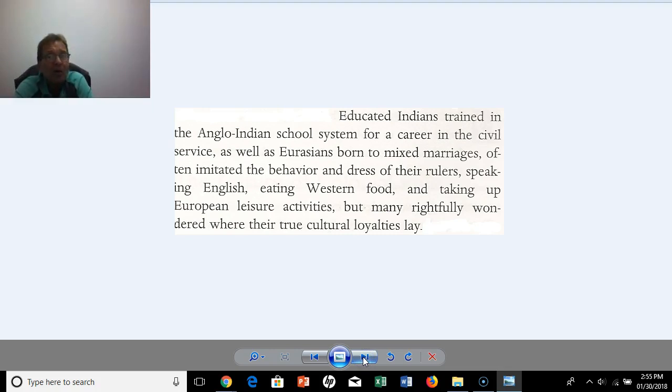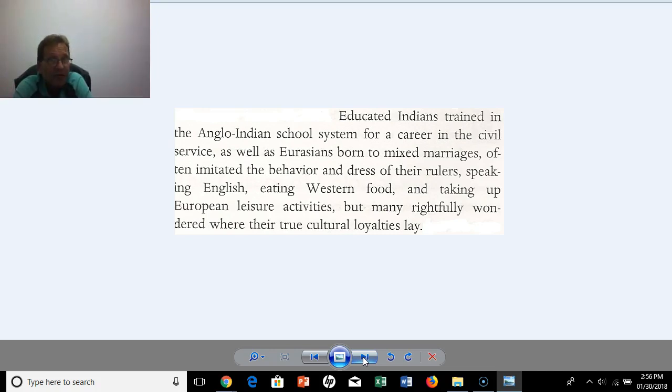Educated Indians were trained in the Anglo-Indian school system for a career in the civil service, like Jawaharlal Nehru. Later on, he will become one of the early prime ministers of the country, one of the disciples of Gandhi and the practices of nonviolence. Nehru was English educated.